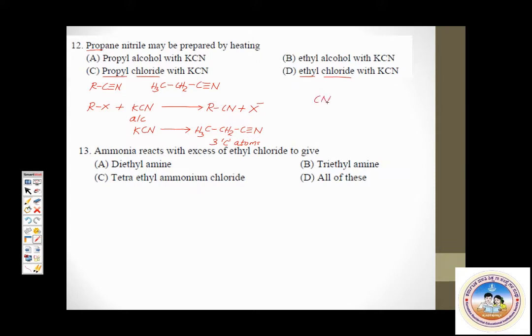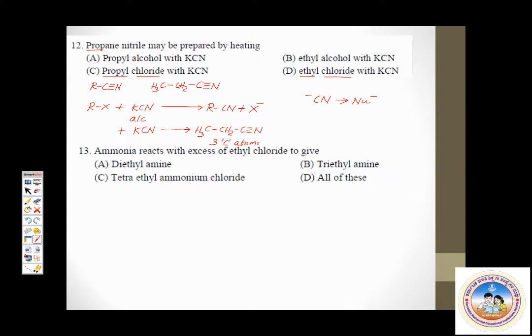And CN minus itself contains 1 carbon atom. Correct? So we need 3 carbon atoms in the product. The nucleophile itself has 1 carbon atom, which means our substrate, the reactant alkyl halide, must contain only 2 carbon atoms. Very simple analysis. We want a 3 carbon product.